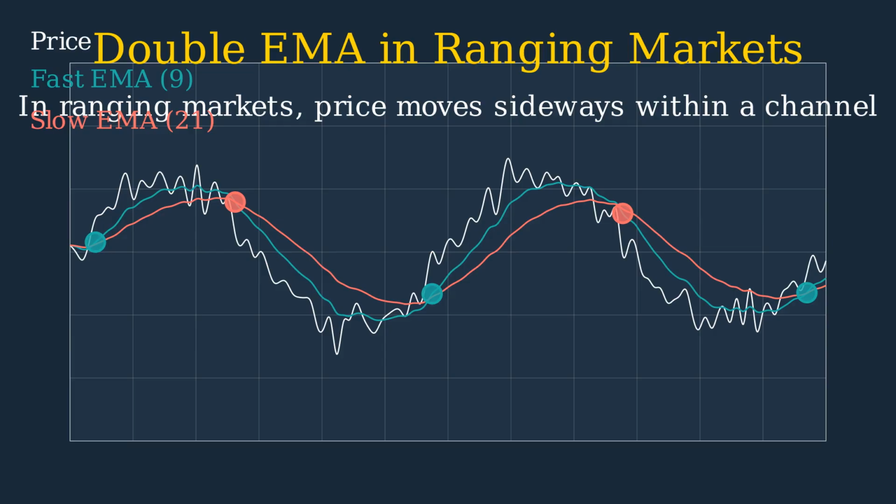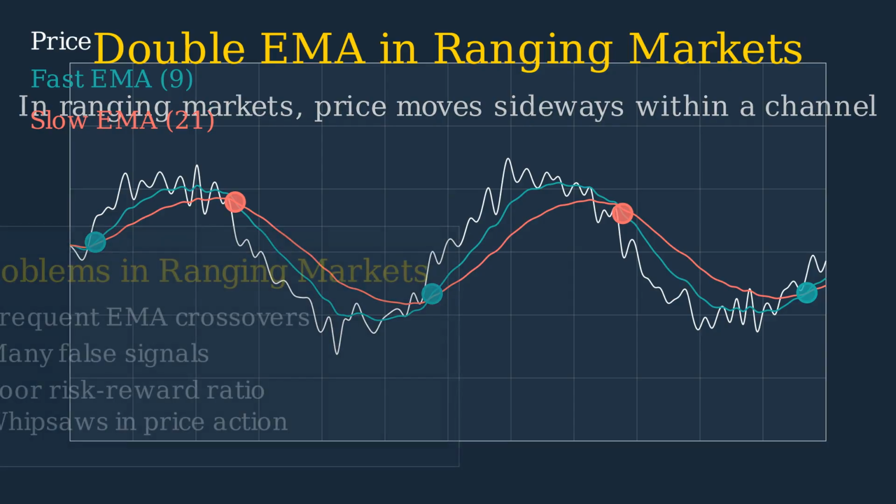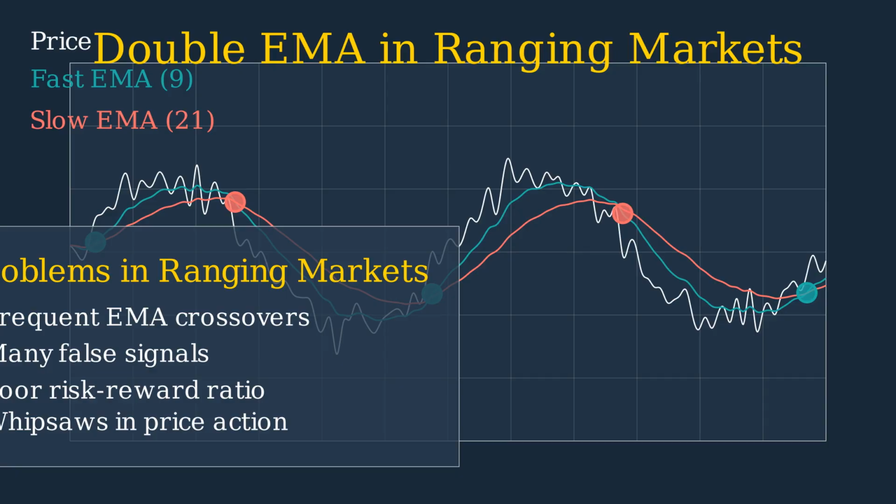As price oscillates within the range, the EMAs cross repeatedly. This creates numerous trading signals that would typically indicate entry points. However, in a ranging market, these signals often result in false entries and quick reversals.